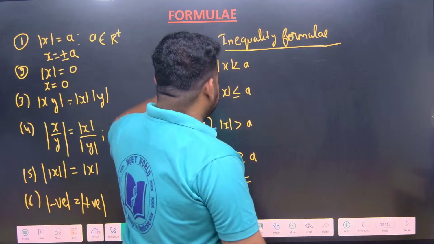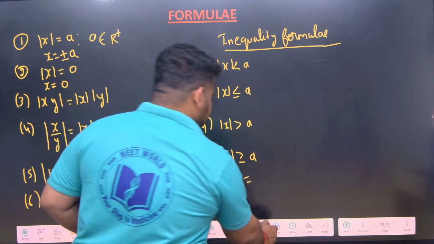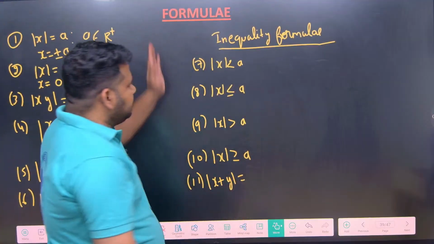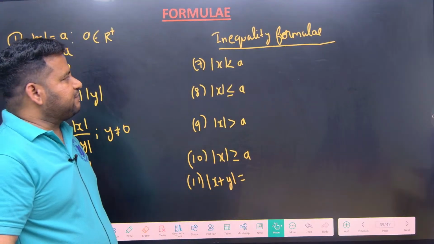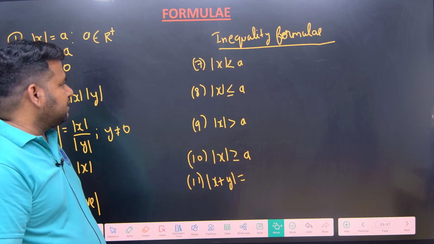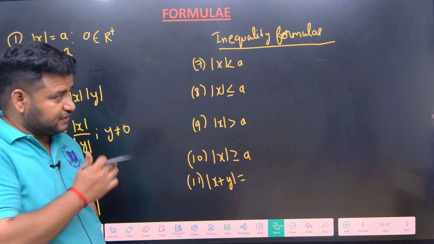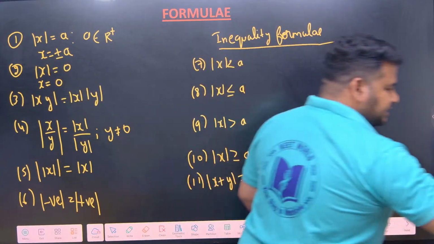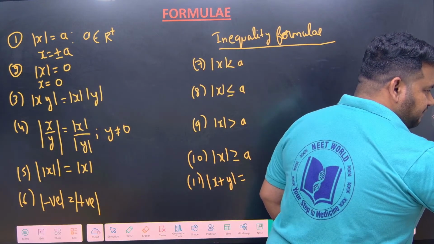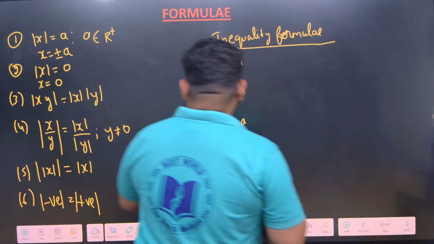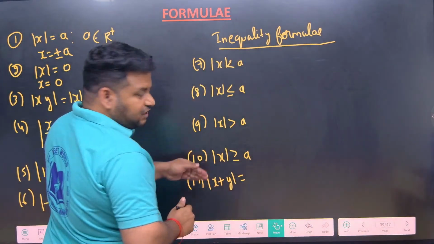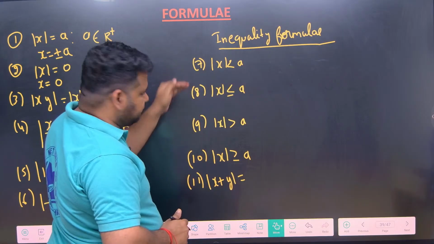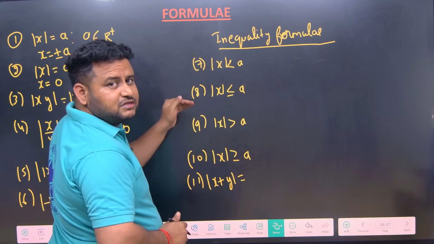Similarly, forget about this now. Let us focus on this one, that is the inequality formula. If mod x is less than a, you have to remember this, very important. You will be getting questions on it, so you should know these inequality formulas. Formulas 7 to 12 are highly important.